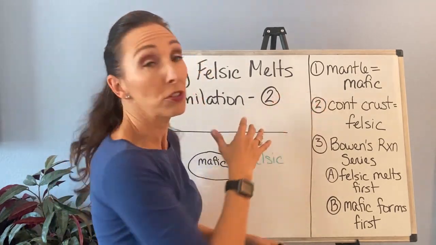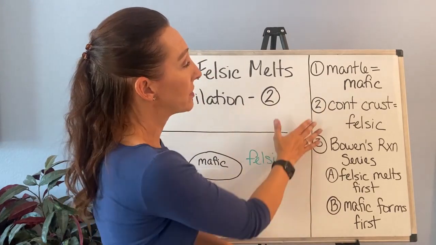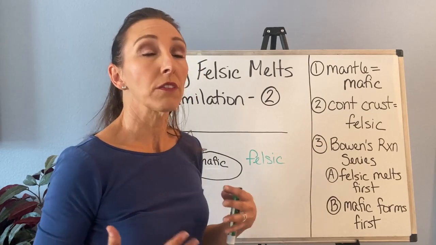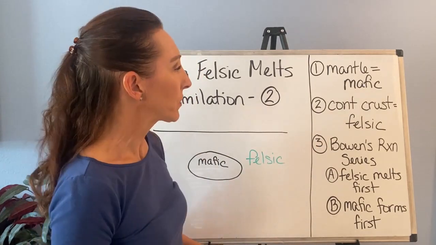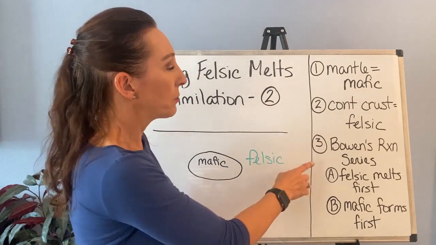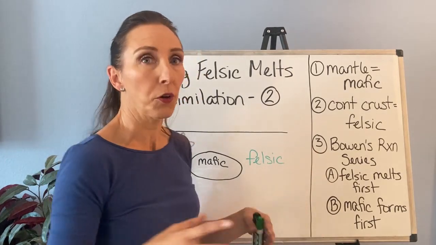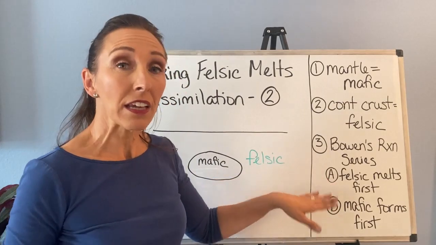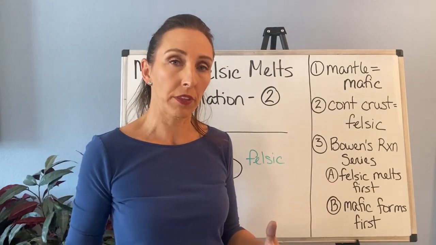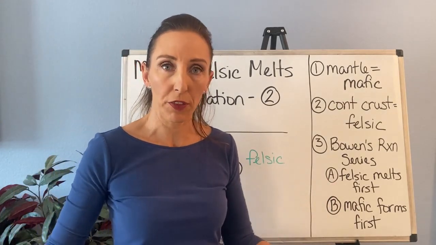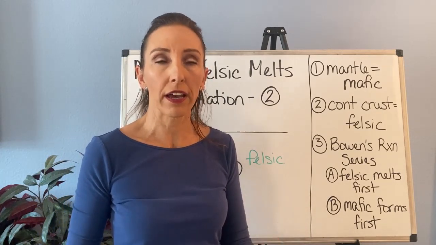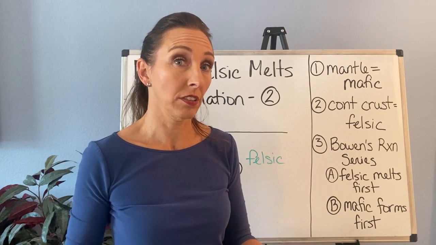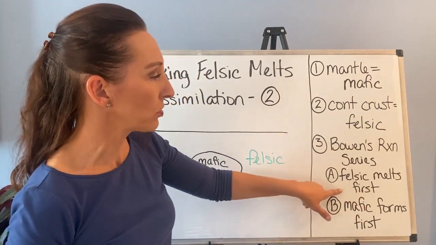So the first thing is, we just talked about, the mantle is mafic. The second one is that the continental crust is generally felsic, or at least more felsic, so more silica in it. 3 has part A and B. Remembering back to Bowen's reaction series, if we think about what happens when you melt something, the felsic materials, the stuff at the bottom, the quartz, the muscovite, things like that, are going to melt first. So felsic melts first.